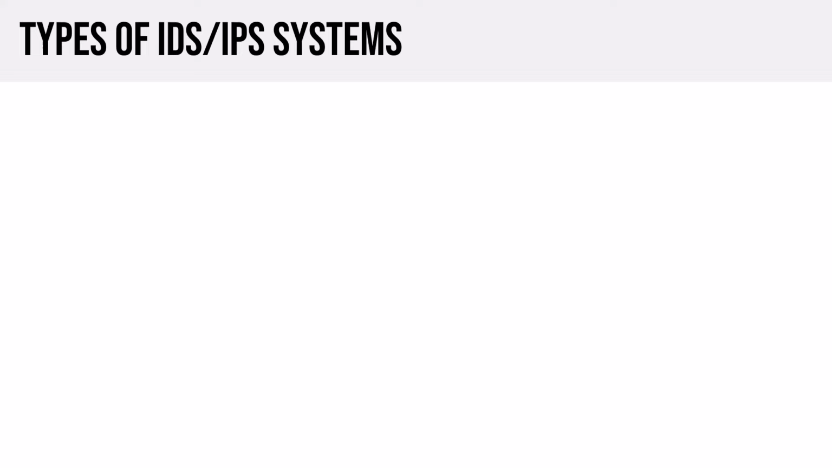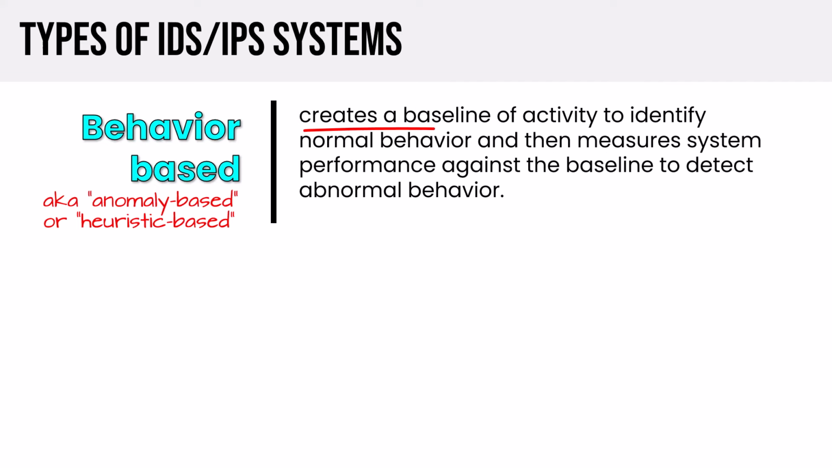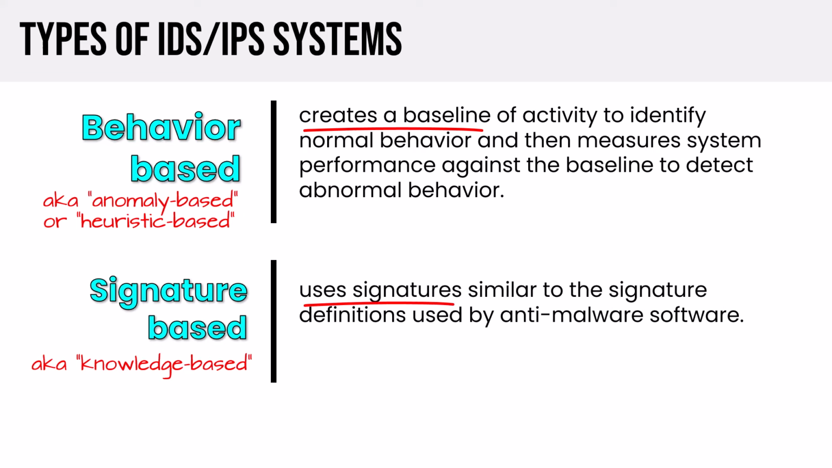You want to be familiar with how these systems make their detections. There are a couple of types you should be aware of for the exam. The first is behavior-based, also called anomaly-based or heuristic-based, which creates a baseline of activity to identify normal behavior, and then it measures system performance and traffic against that baseline to detect abnormal behavior. The other option is signature-based, also called knowledge-based, which uses signatures similar to the signature definitions used by anti-malware software.